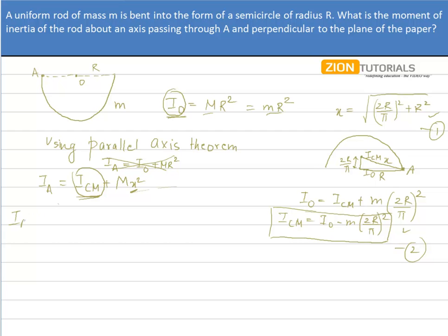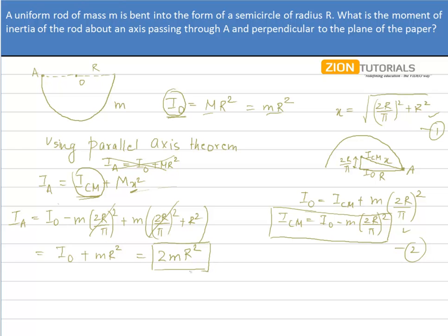So IA will be given by I naught minus m into 2r by pi whole square, plus m x square, where x square is 2r by pi whole square plus r square. This is minus and this is plus, so these two will cancel out. What I get is I naught plus mr square, and I naught is also mr square, so IA will be equal to 2mr square. This is the answer.